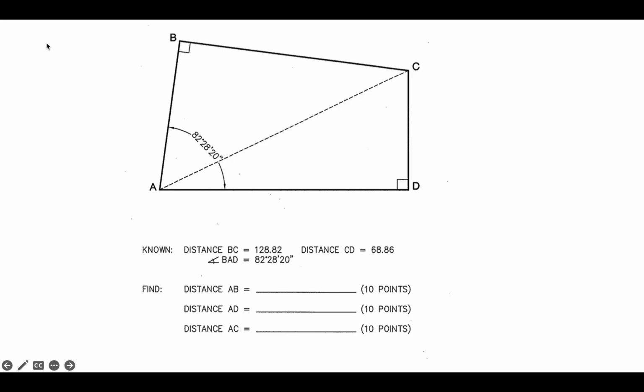Somewhere in this world there's a trig star problem 1. A couple of things to point out here. Your angles are in degrees, minutes, seconds. So just a reminder that in your calculator, you could do everything in degrees, minutes, seconds if you wanted.